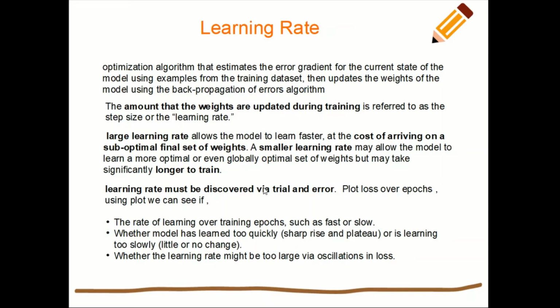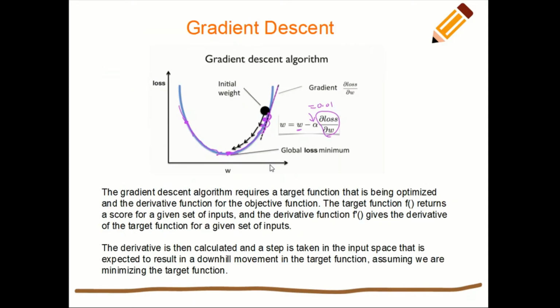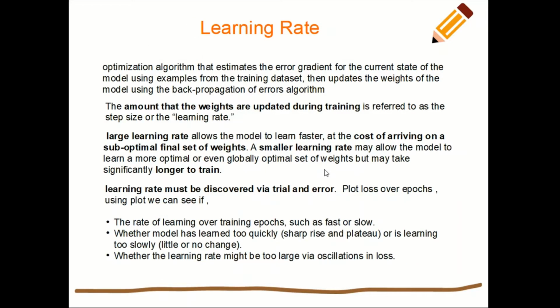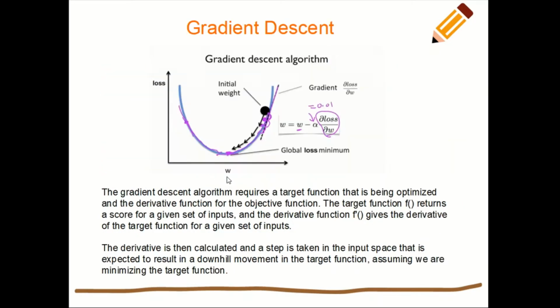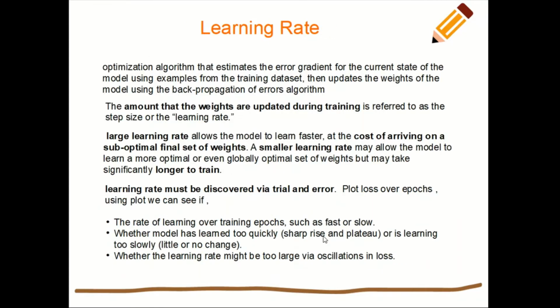Now, if we keep the learning rate too high, then the model will converge faster. But if the step size is too high, it might just miss this particular point and go somewhere over here, and then it will oscillate if the learning rate is too high. And if the learning rate is too small, then obviously, since we are making very small updates, it is going to move very slowly, and it will take more time.